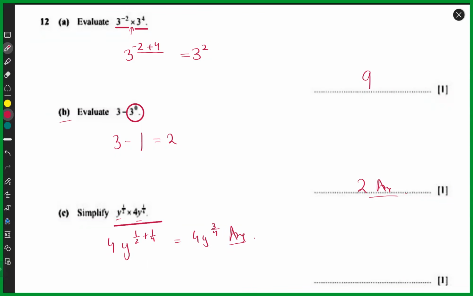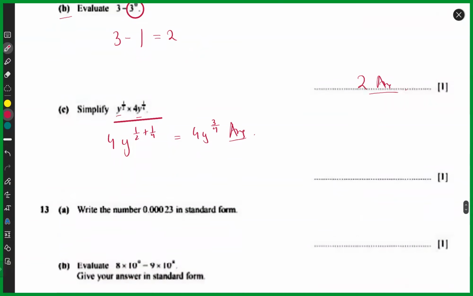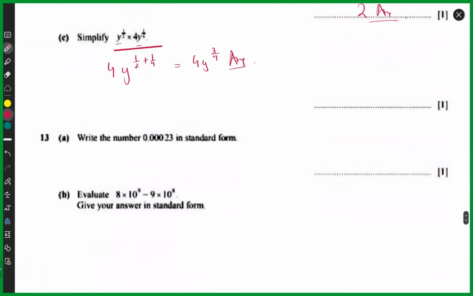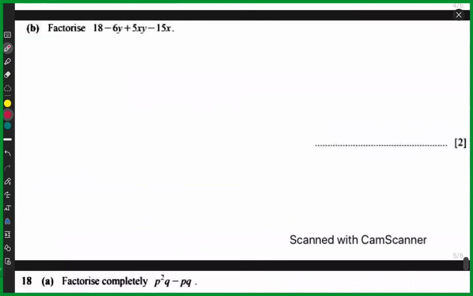Any confusions with this? No confusions. Okay. All right. Very good. Okay. Then we have a few more questions in the end. Let's talk about this B part of some question.